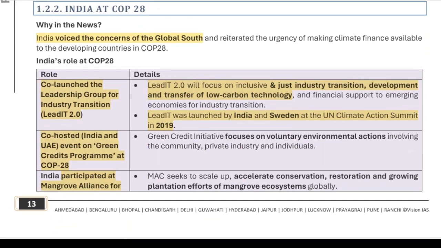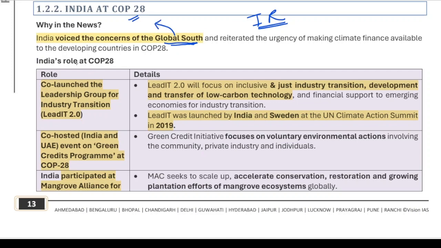What were the contributions of India at COP28? India was concerned for the Global South. India is a leader of the Global South. You must have read in your IR section that India is actively supporting the Global South. So it has voiced its concern in COP28 also.